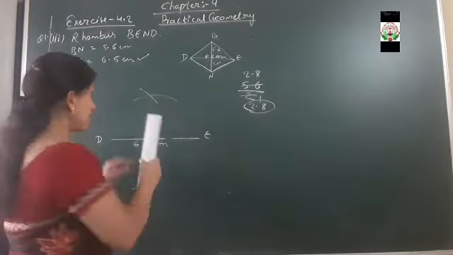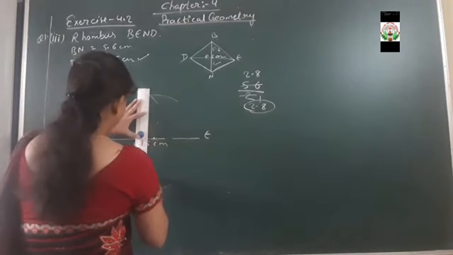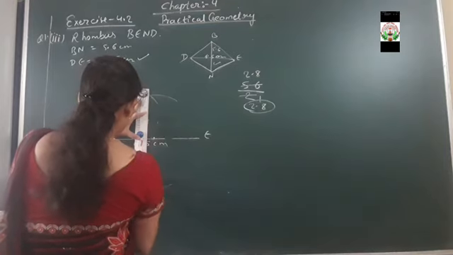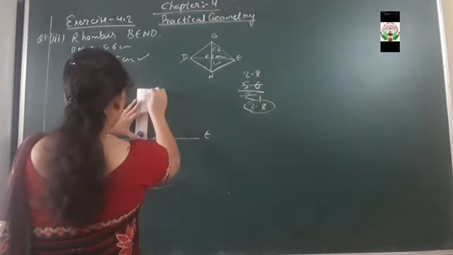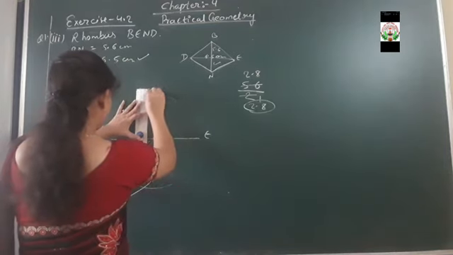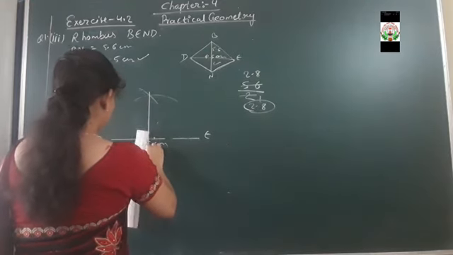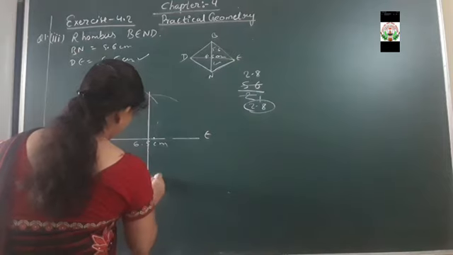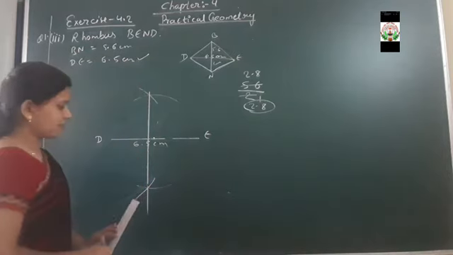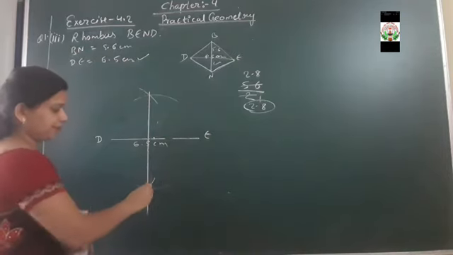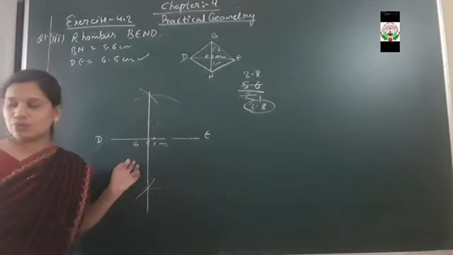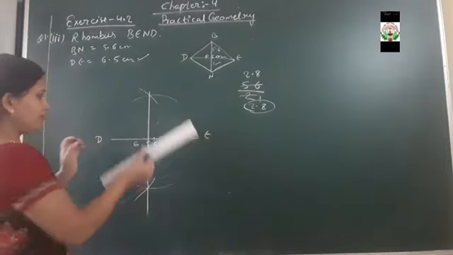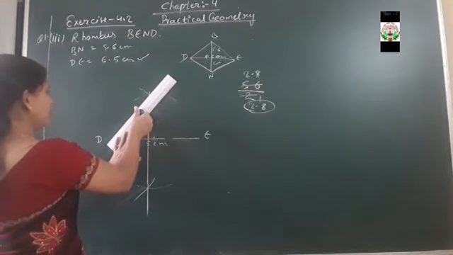Now using your scale, draw one straight line. Using your scale, what you have to do? You have to draw one straight line. Clear? Like this, the straight line will be there. Have you understood? Now what you have to do? Since the measurements of the sides is not given, with the help of your scale, just join the line.